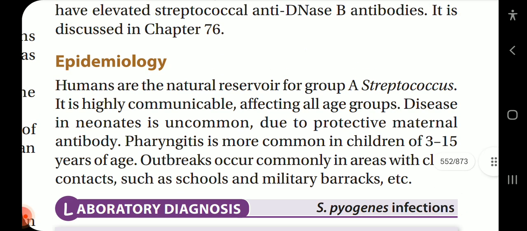So, this completes part 1 of the chapter. The next part will be covering lab diagnosis and the other infections.